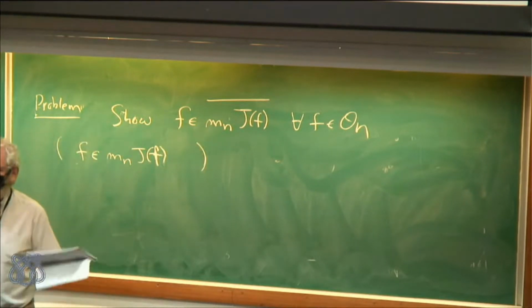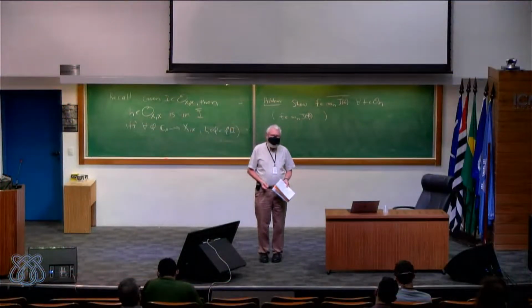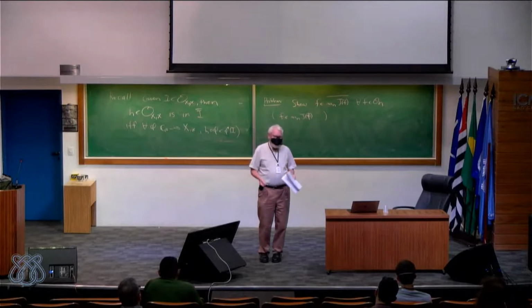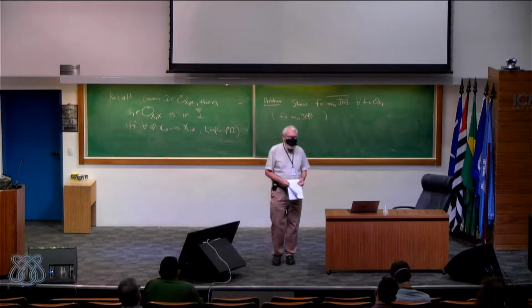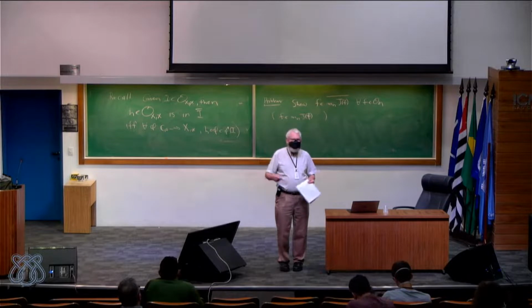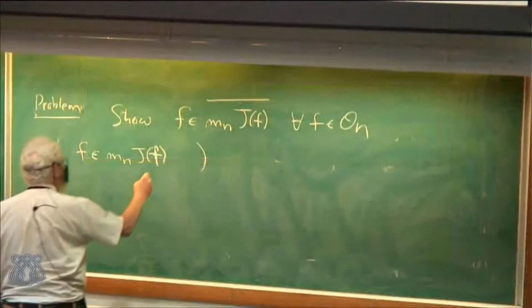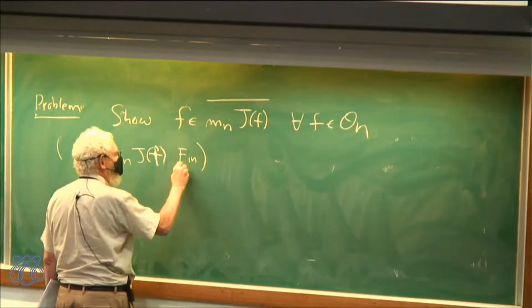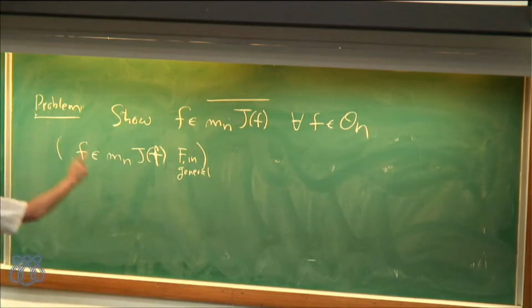Is this true? True or false? What do you think? What's an example where it's true? Yeah, something weighted homogeneous, perhaps, or homogeneous. What's an example where it's false? Almost everything. False in general. Okay, but we can prove this anyway. At least f is always in the integral closure of m times J(f). And so let's see how we do that.